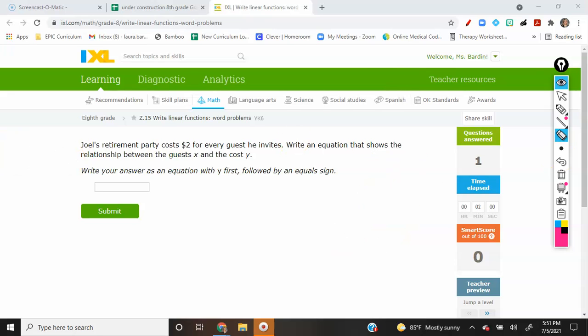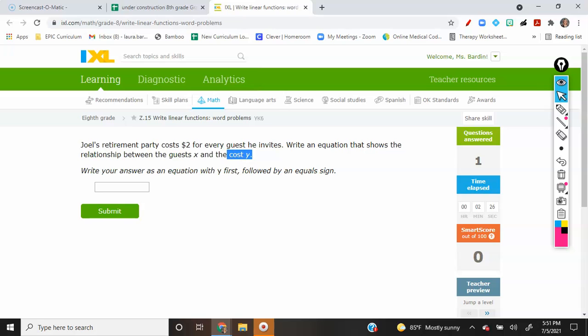Okay, so it says Joel's retirement party costs $2 for every guest he invites. Did it say how many guests he invited? Did he invite 4? Did he invite 44? We don't know. Write an equation that shows the relationship between the guests, which is going to be the unknown x, and the total cost is going to be y. Do you see how that comes out?